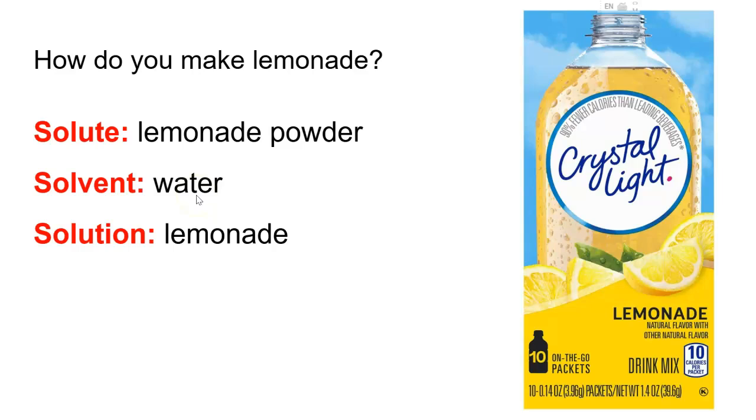There are other solvents like paint thinners and sometimes alcohol, but water is known as a universal solvent because it dissolves a lot of different things. Okay, when you put solute and you dissolve it in a solvent, you end up with a solution, in this case, lemonade. Okay, so those are some new words. Make sure that you understand those.